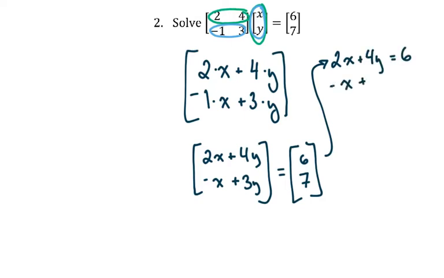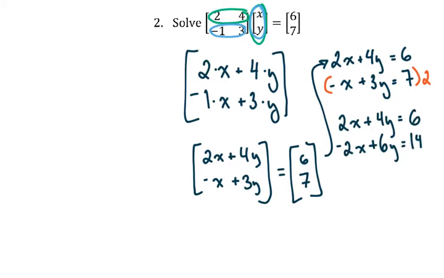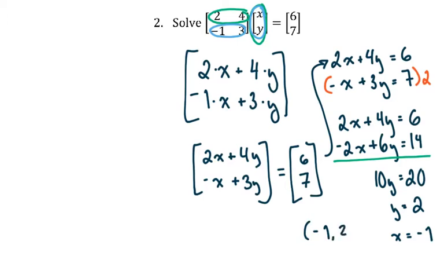So while it didn't necessarily look like a system of equations problem at the outset, here we have a nice system that we can solve using elimination or substitution. I'm going to use elimination, multiply the second one by 2 to cancel out the x terms. And when we combine those together, we end up with 10y is equal to 20, y equals 2. And plugging that back in, we end up with x equals -1. So our final answer is here.